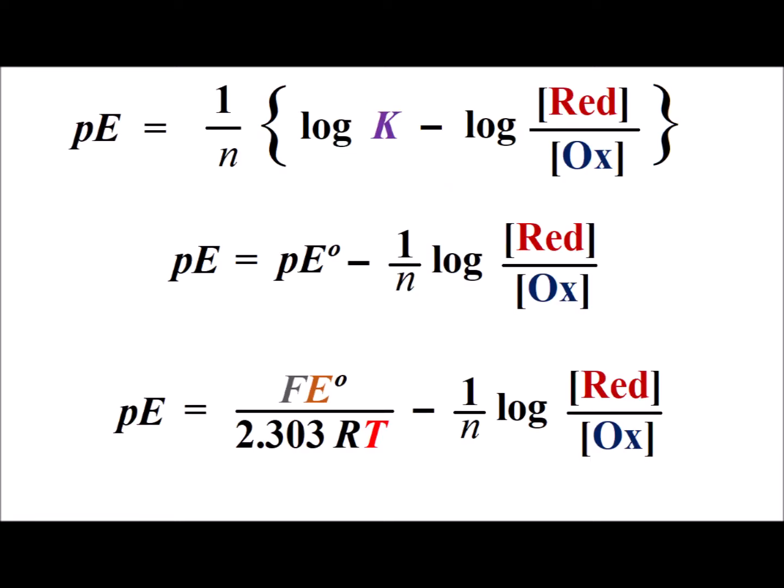Our final task will be to derive an expression for Pe under non-standard conditions, in terms of the reduction potential, E. So we use a previous expression that we had derived, and then we substitute the fact that Pe naught is equal to 1 over n times the natural log of K. We also use the fact that we had just derived a closed expression for Pe naught in terms of the standard reduction potential E naught, and when we substitute that, we get the third expression on the board.